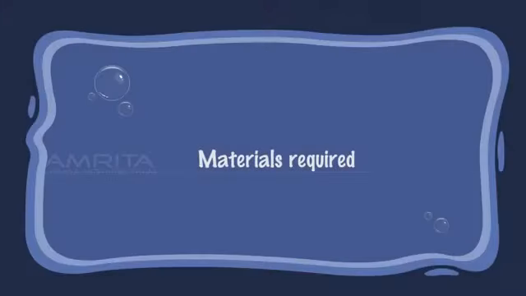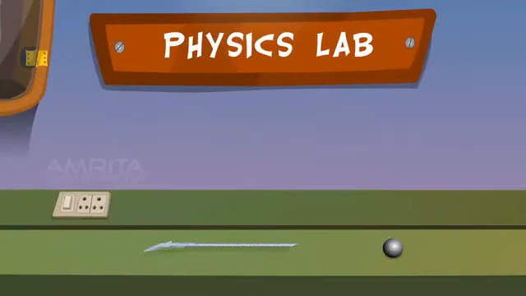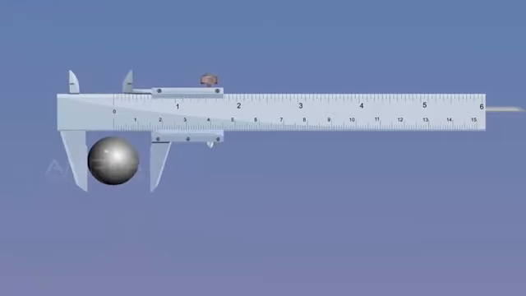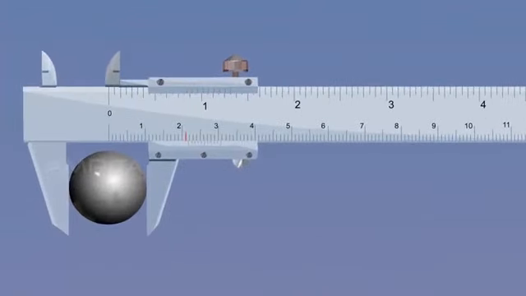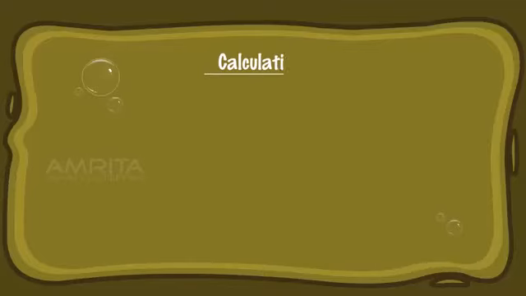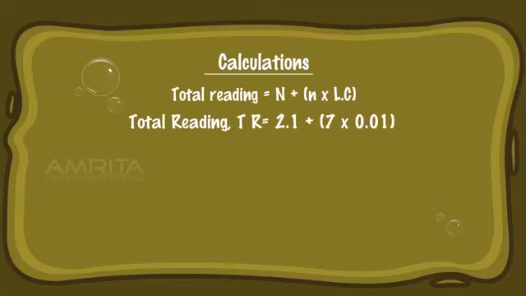Sphere. Materials required: vernier calipers and a sphere. Take the vernier calipers. The sphere to be measured is placed in between the outer measuring jaws and held tight. Note the main scale reading and vernier scale reading. Calculation: total reading is equal to n plus n into least count. Total reading TR is equal to 2.1 plus 7 into 0.01, which equals 2.17 centimeters.